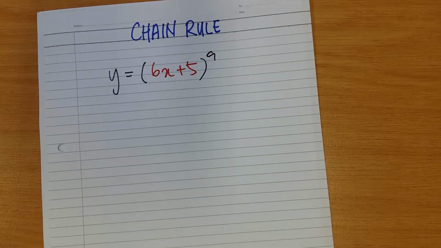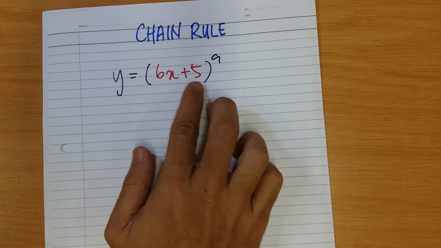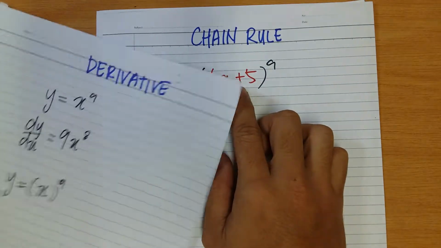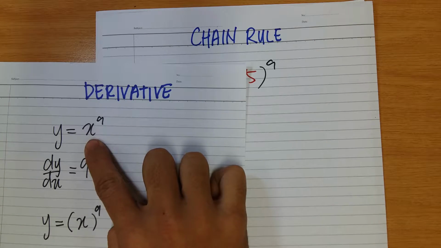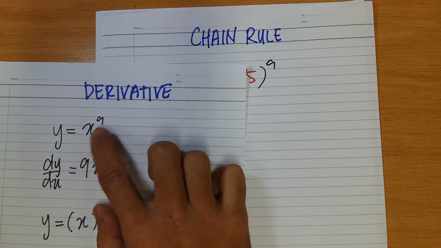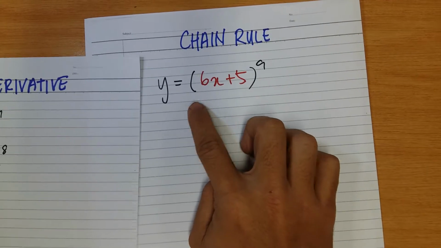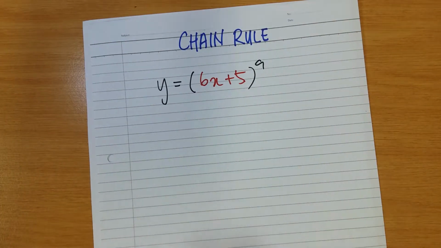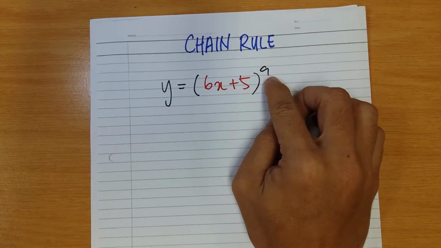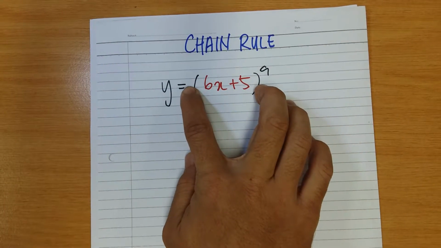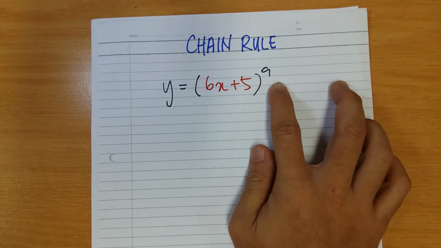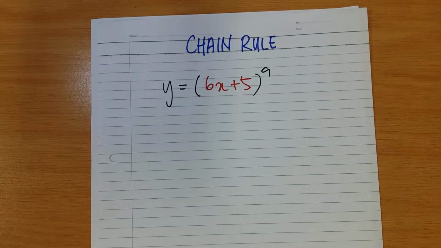Now we have two things here. One is the thing inside the bracket, something else other than the normal x. Normally we have only x raised to the power. Now we have something else raised to the power of 9. So what we are going to do is find the derivative of the outside first, and then multiply with the derivative of the inside. I'm going to show you how.